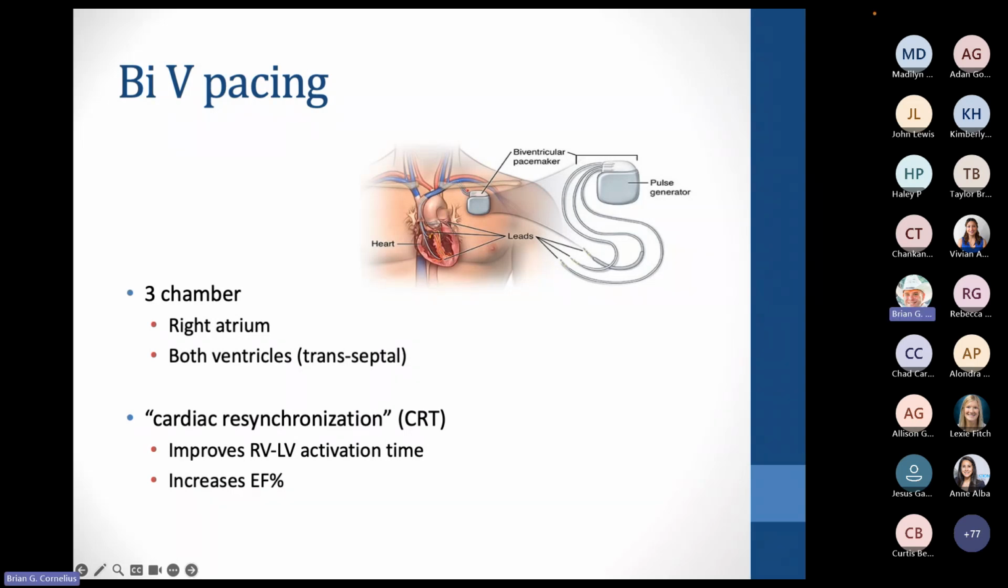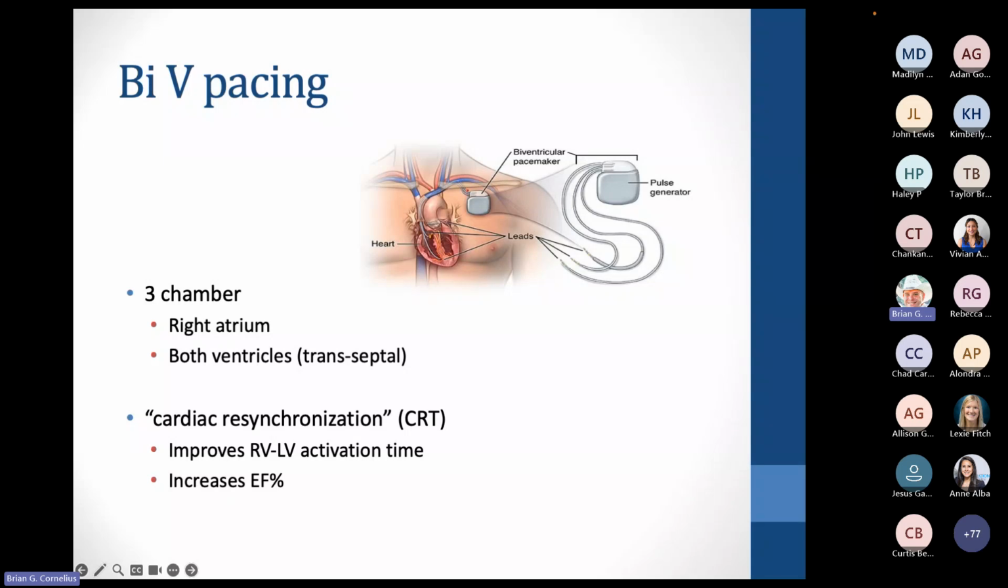So BiV pacers put electrodes in multiple different places. You'll have one lead that goes into the right atrium, and then a lead that goes into each ventricle. Like I said, it goes through the septum. The goal there is to increase the patient's synchronization, so the right and left ventricle are working well. Historically, these people have bad cardiomyopathy, and as a result the impulses are delayed as they transmit. So if you're able to use the pacemaker to resynchronize the ventricles, it improves your cardiac output.